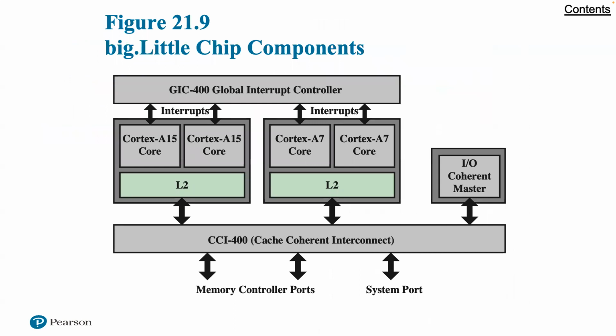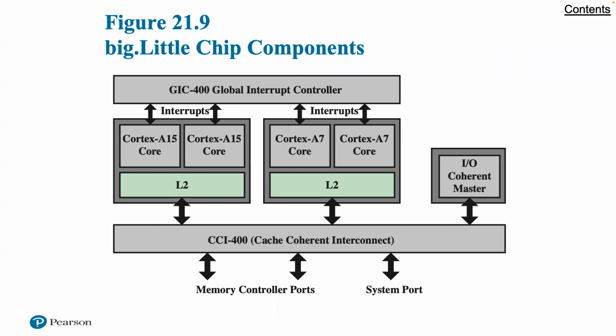Another recent approach to heterogeneous multi-core organization is the use of multiple cores that have equivalent ISAs but vary in performance or power efficiency. The leading example of this is ARM's Big Little architecture, which we examine here in this section. Figure 21.9, which we're showing now, illustrates this architecture. The figure shows a multi-core processor chip containing 2 high-performance Cortex-A15 cores and 2 lower-performance, lower-power-consuming Cortex-A7 cores.